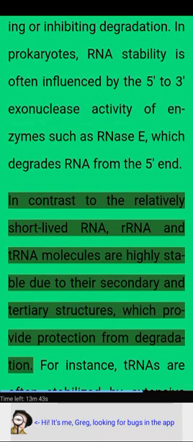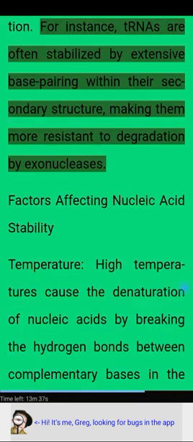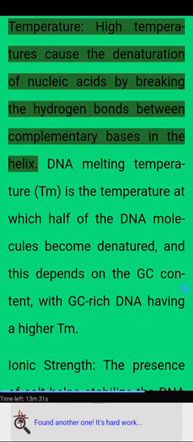In contrast to the relatively short-lived mRNA, other RNA molecules are highly stable due to their secondary and tertiary structures, which provide protection from degradation. For instance, tRNAs are often stabilized by extensive base pairing within their secondary structure, making them more resistant to degradation by exonucleases. Factors affecting nucleic acid stability.